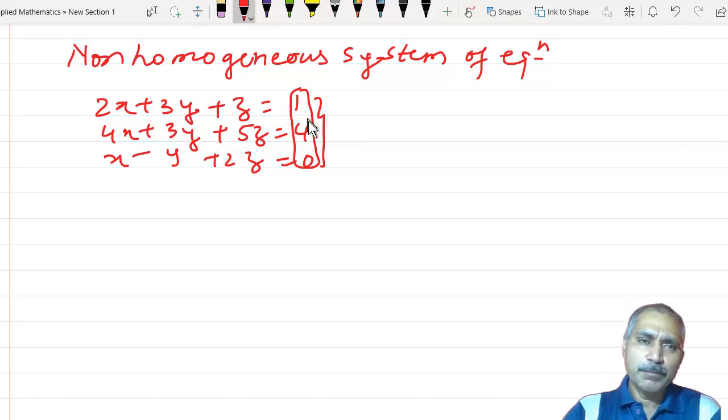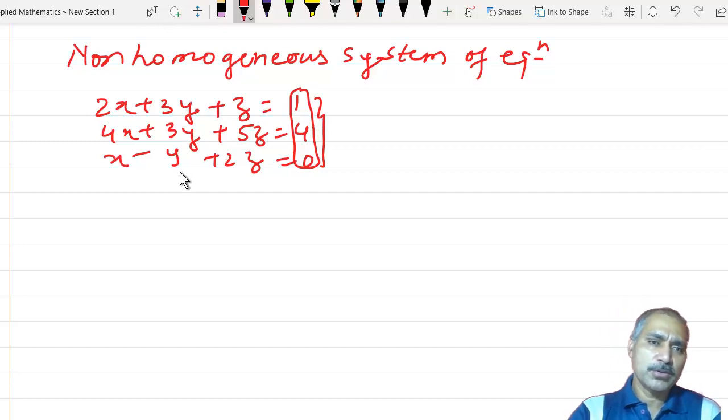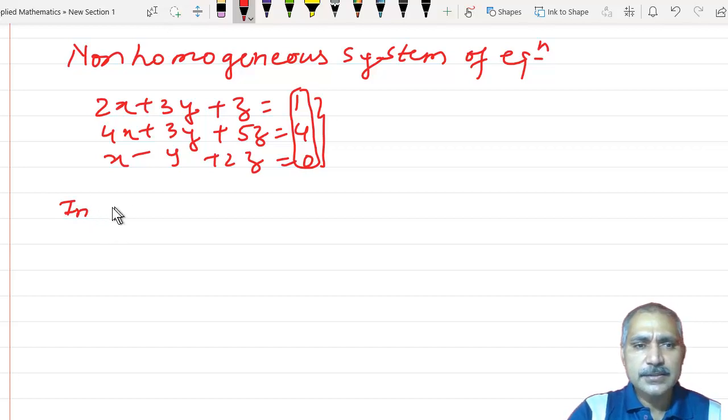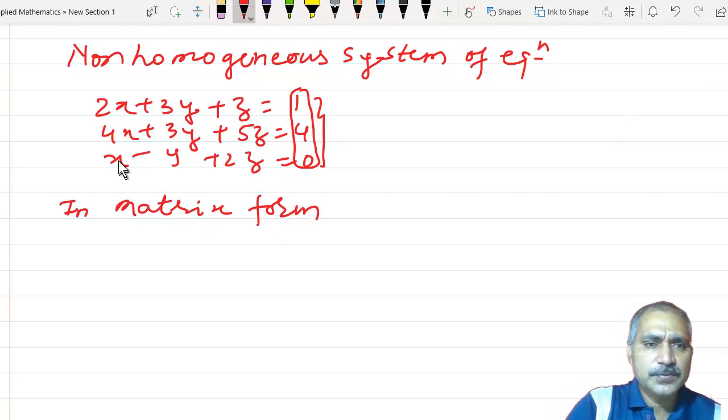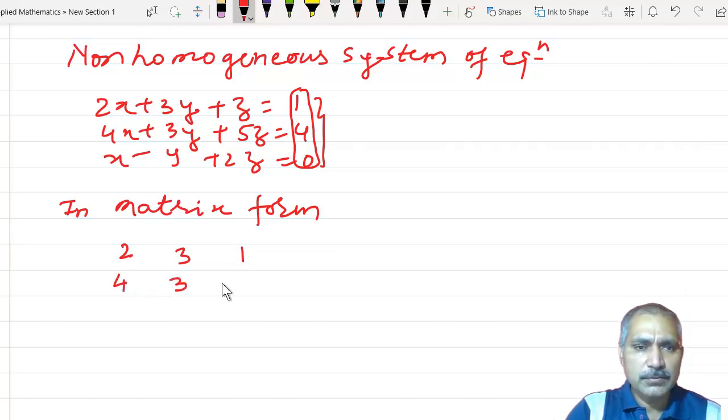Now before starting the solution of this non-homogeneous system, we will require one more concept, that is an augmented matrix. As we know, we can convert this into matrix form. It can be written as: first row will become 2, 3, 1. These are the coefficients of x, y, z respectively. The x coefficient for the second row is 4, y is 3, z is 5. Here x is 1, y is minus 1, z is 2.